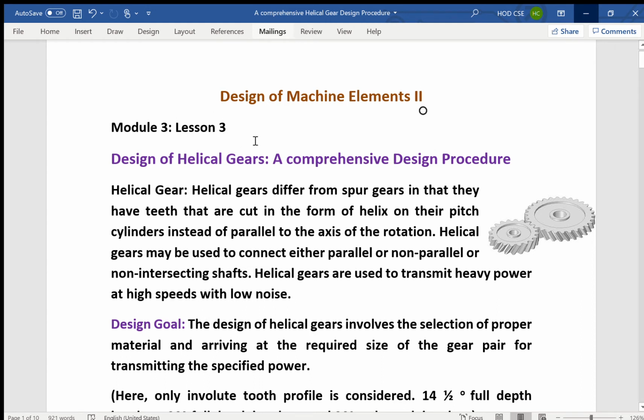Namaste, welcome to lesson 3, design of helical gears under module 3, design of machine elements 2. Here we have a comprehensive design procedure.